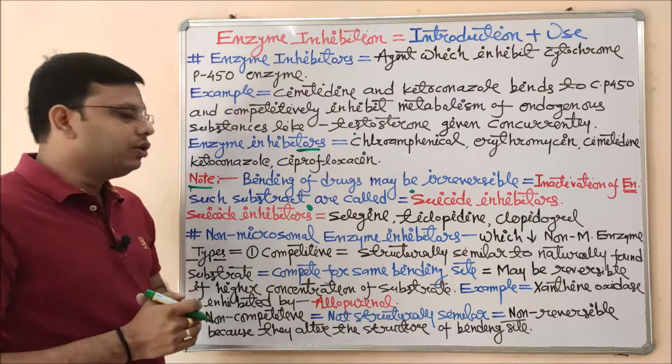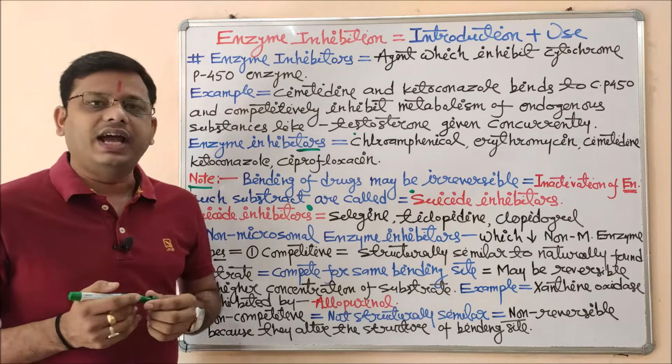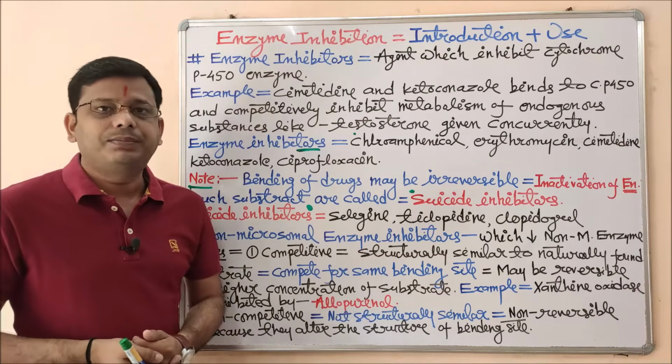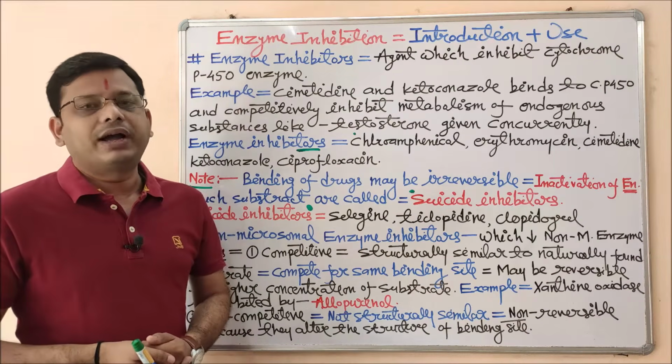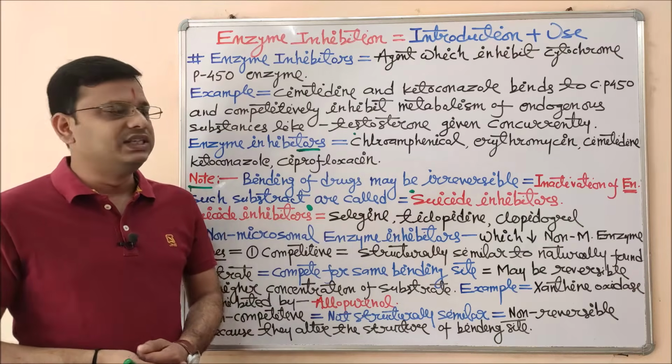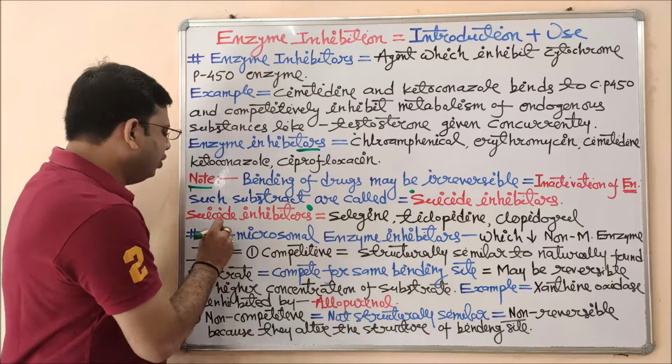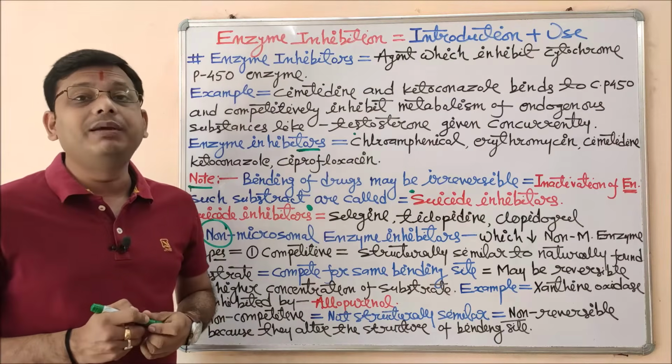So now coming to the non-microsomal enzyme inhibitors. As we have studied, there are two types of enzymes present in the liver: microsomal enzymes and non-microsomal enzymes. We have studied the microsomal enzymes. Now it's time to study the non-microsomal enzyme inhibitors.